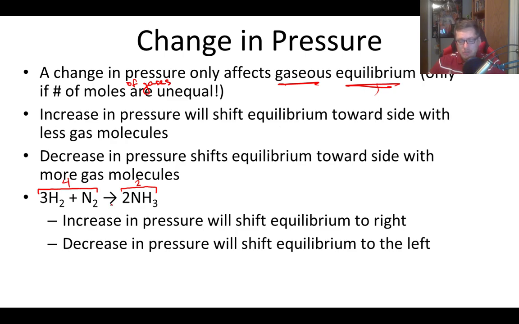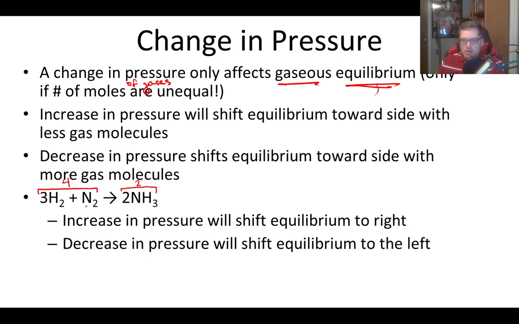Now remember to look only at gases. Sometimes you'll have gases mixed with solids or liquids or aqueous species. Only look at gases. That's the only thing that matters when we're talking about changes in pressure. All right, now generally this is our rule of thumb. If our pressure increases, our equilibrium will shift towards the side with fewer gas molecules.